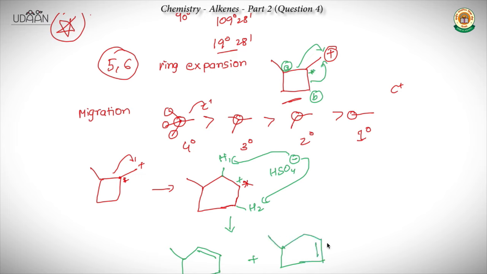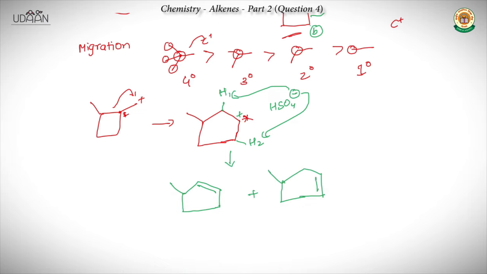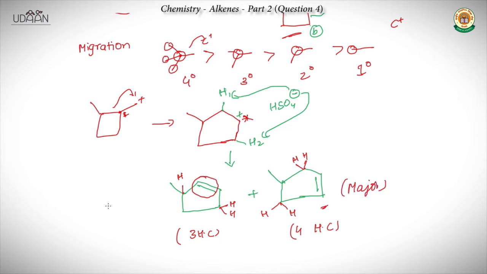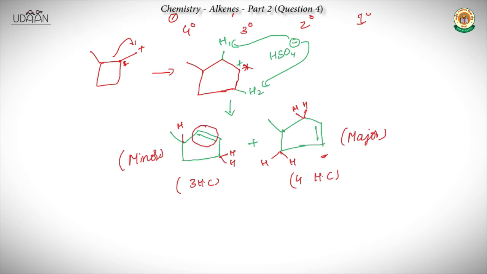Now we have to say which of these is major and which is minor. If you take this alkene, on the adjacent carbon you have one hydrogen here and two hydrogens here, so 3 hyperconjugations are possible for it. But if you take this one, 2 hydrogens here, and on this carbon you have 2 more hydrogens, so totally 4 hyperconjugations are possible. As a result, this one is more stable. Hence this is the major product and this is the minor product. Now let's see the second part of the question.